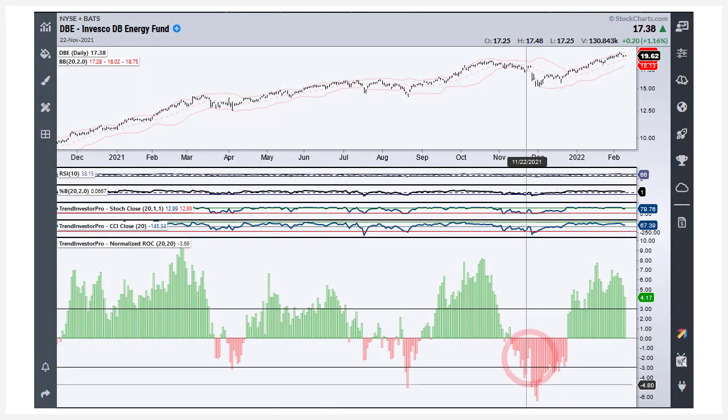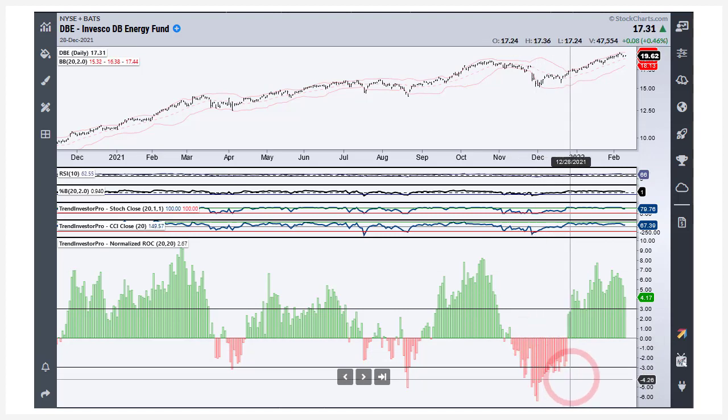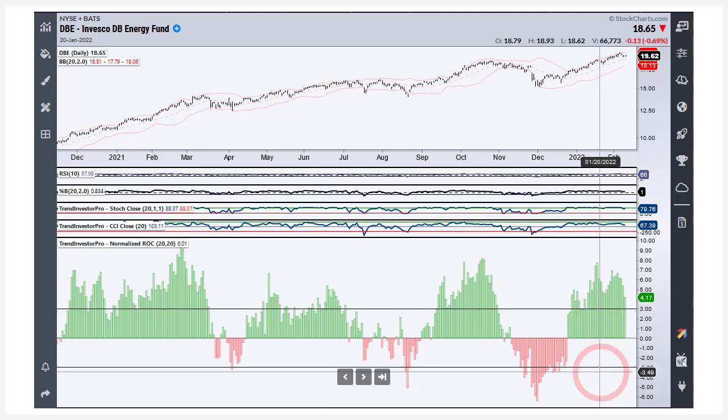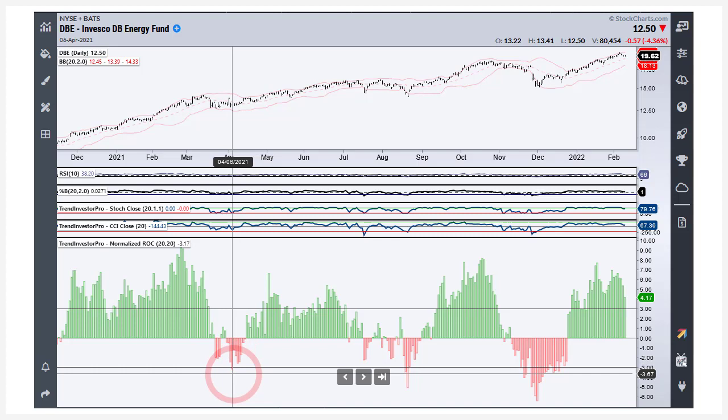And the last indicator is Normalized Rock. And what this is looking for, you can see the horizontal lines are at -3 and +3. And again, I'm typically looking for oversold conditions within a bigger uptrend. And so when this indicator dips below -3, that means you've had a 20-day decline that was greater than 3 20-period ATR, average true range readings.